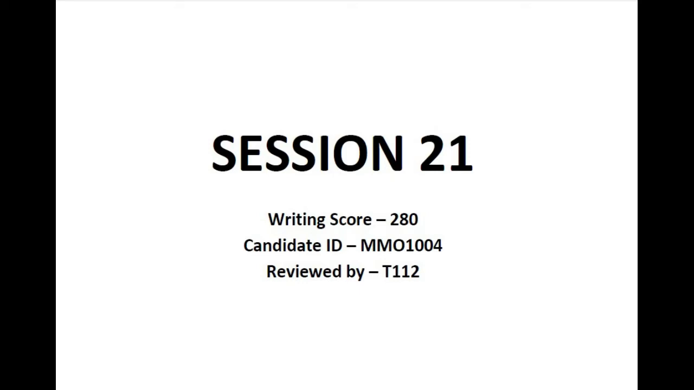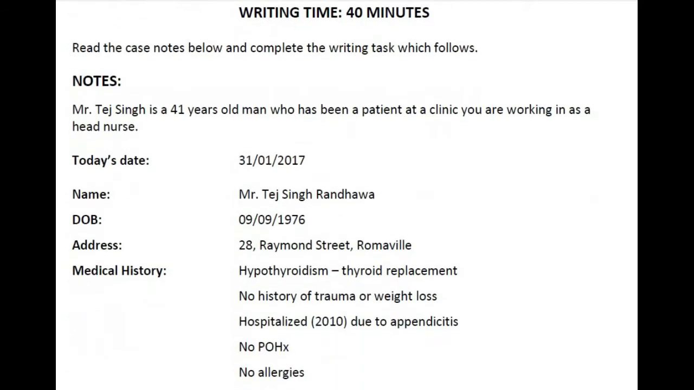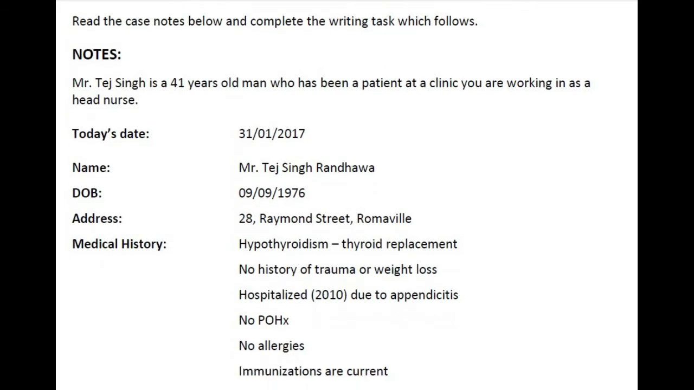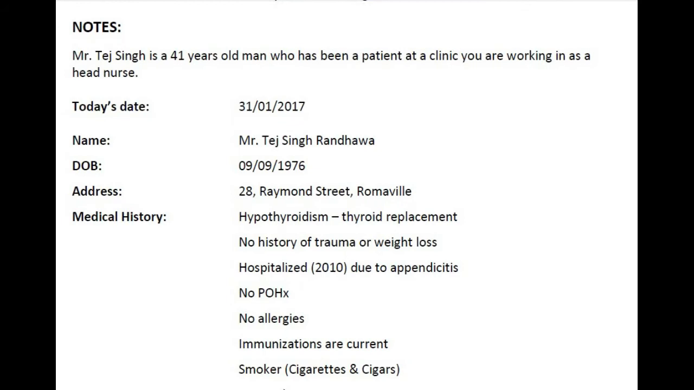The OET writing task is to write a letter to refer Mr. Tej Singh Randhawa, who has been assessed with the possibility of Horner syndrome, to Dr. John Dyer, an ophthalmologist at West Suburban Eye Care Center, requesting him to look into this case for further investigation and a definitive diagnosis. Here, you are the head nurse of the clinic the patient has been visiting, and you are writing a referral letter to Dr. John Dyer, an ophthalmologist, requesting further evaluation and management.